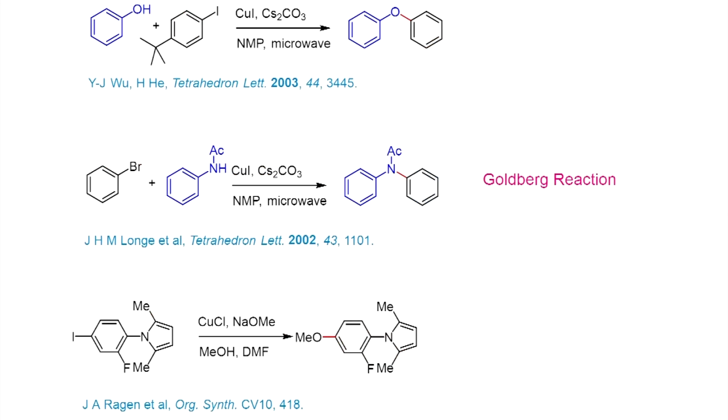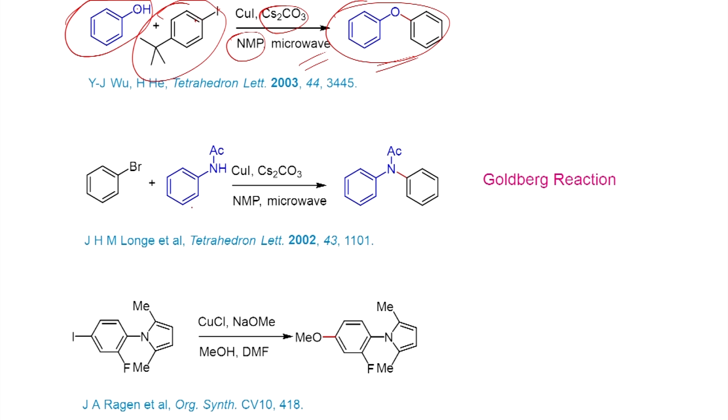For example, in the next one shown here, if you have the phenol, you can couple it with this para-tert-butyl iodobenzene using copper(I) iodide in the presence of cesium carbonate, and under microwave conditions you will be able to form this diphenyl ether. What you do here is make a bond between this oxygen and the carbon where you have the iodine. So, you can couple phenol with this iodobenzene derivative using copper iodide in the presence of cesium carbonate to give this diaryl ether.